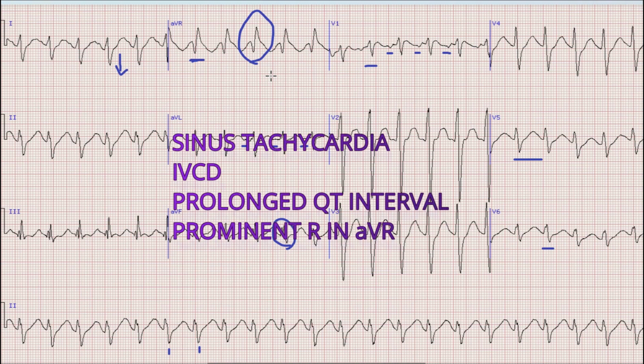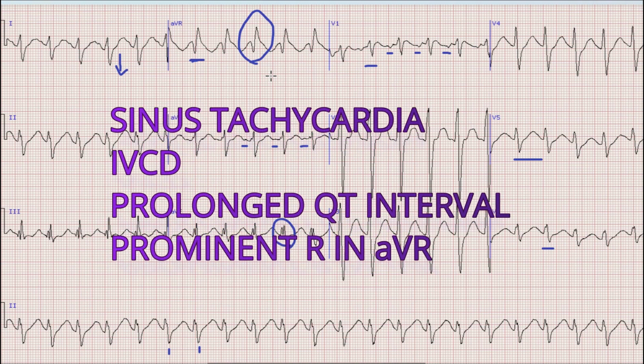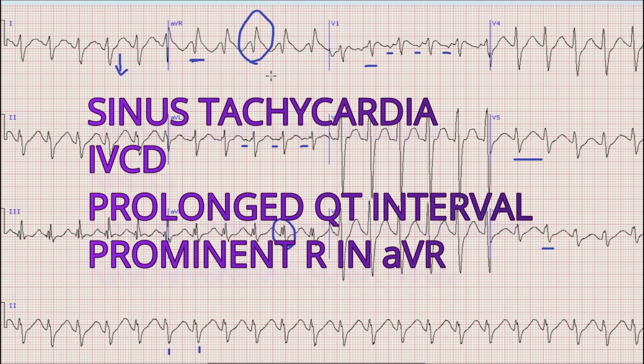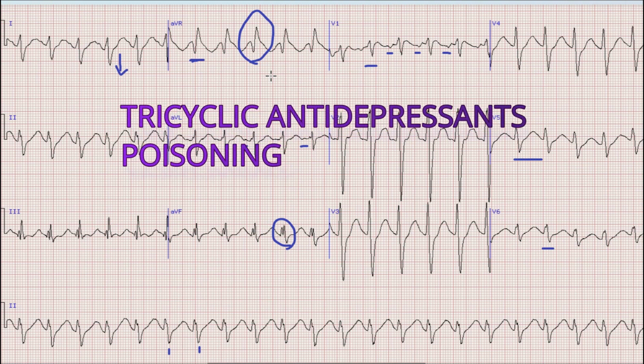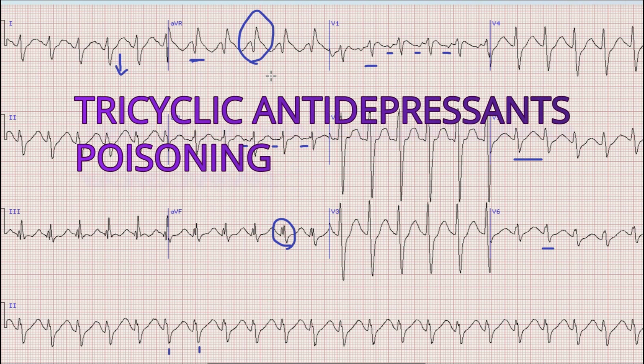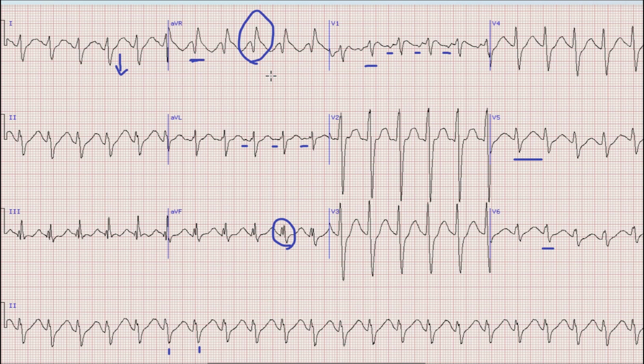A presence of a sinus tachycardia with interventricular conduction defect, a prolonged QT interval, and a prominent terminal R in lead AVR is suggestive of tricyclic agent poisoning. So this 20-year-old lady who presented with loss of consciousness and this ECG most probably has tricyclic antidepressant poisoning.